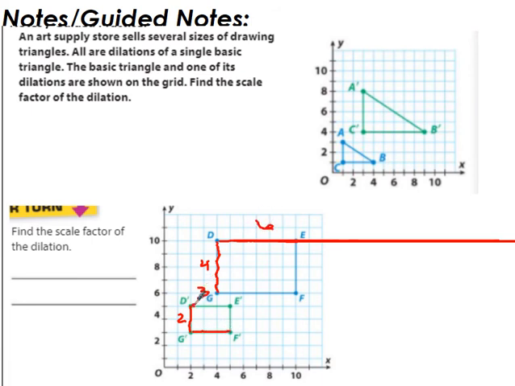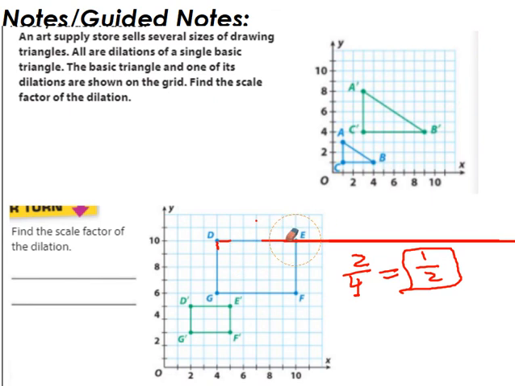So again, we're looking at the same ratios here. But remember, we set it up as new over old. So because it's new over old, my new side length for DG is 2. My old one for DG is 4. So that simplifies to 1/2. So this one has a scale factor of 1/2. When the scale factor is a fraction less than 1, that's when it's going to be a reduction. If it's a number larger than 1, then it's still going to be an enlargement.